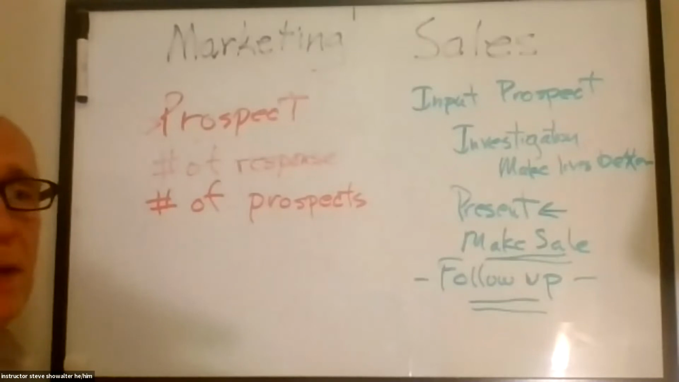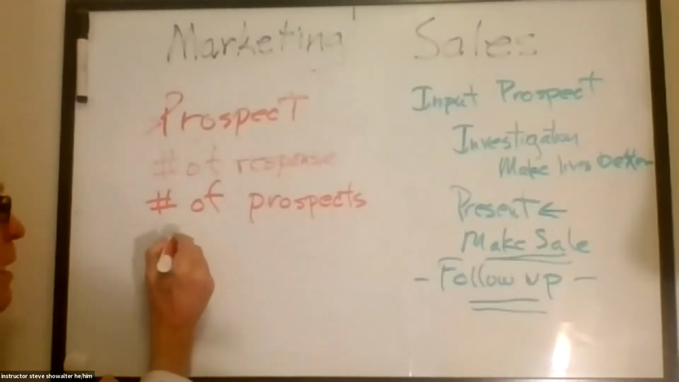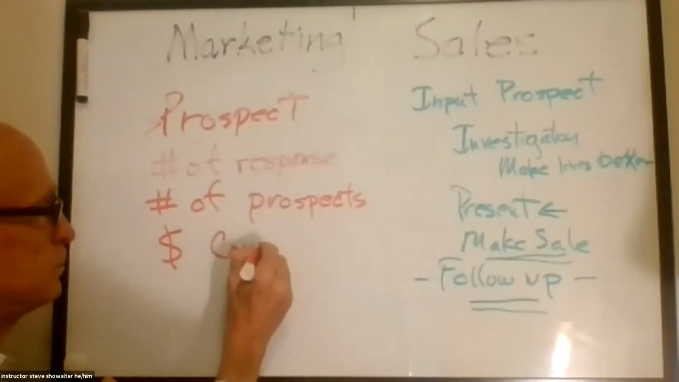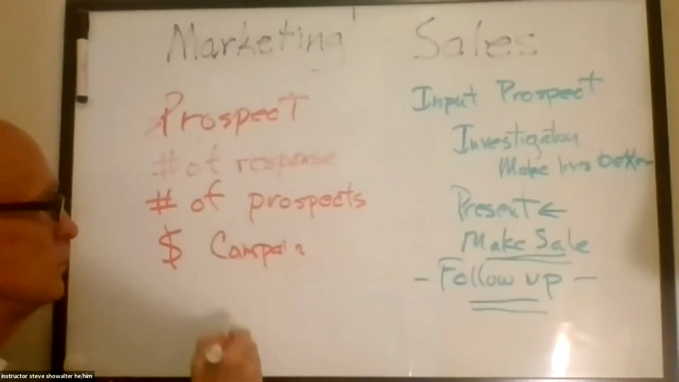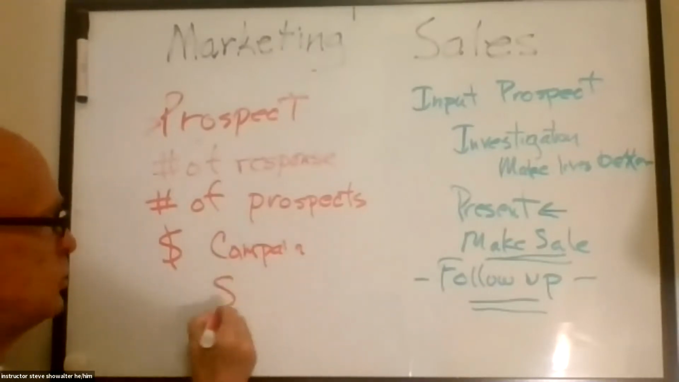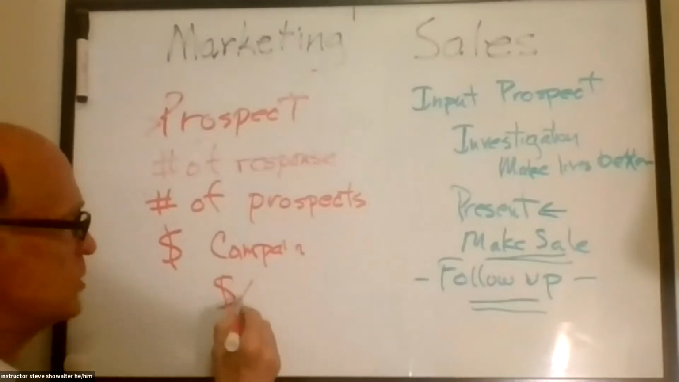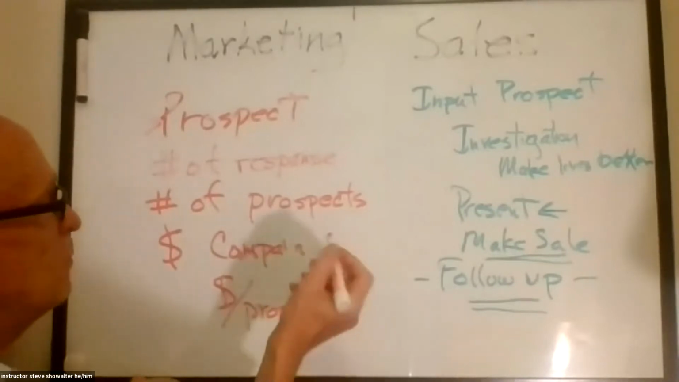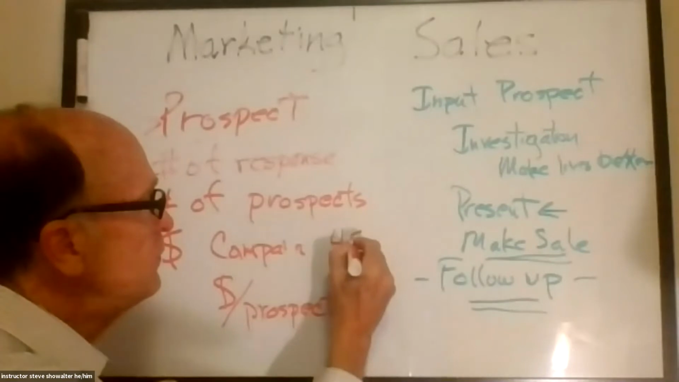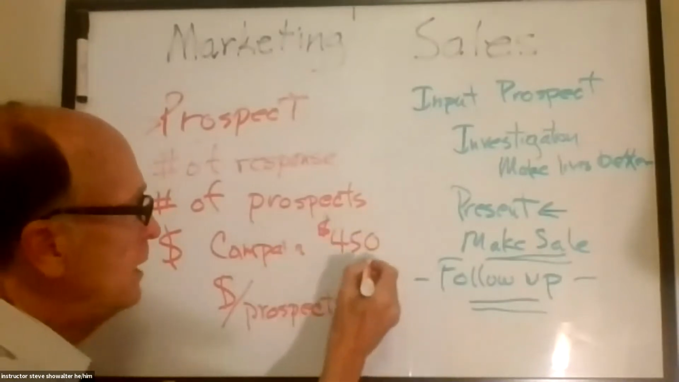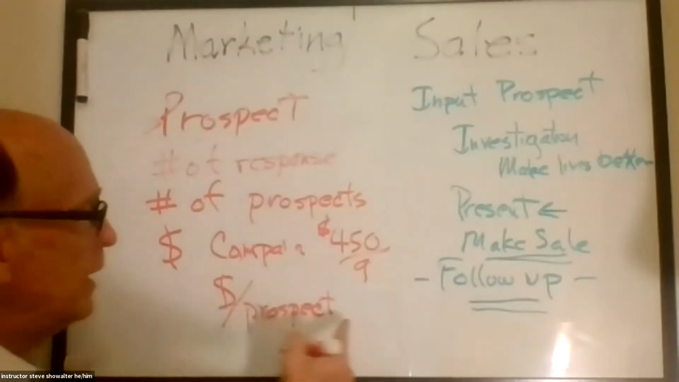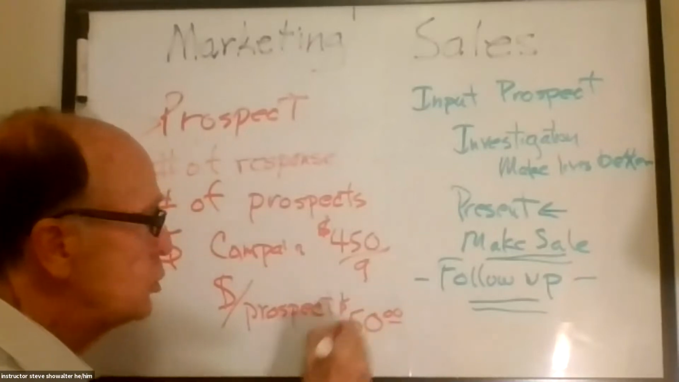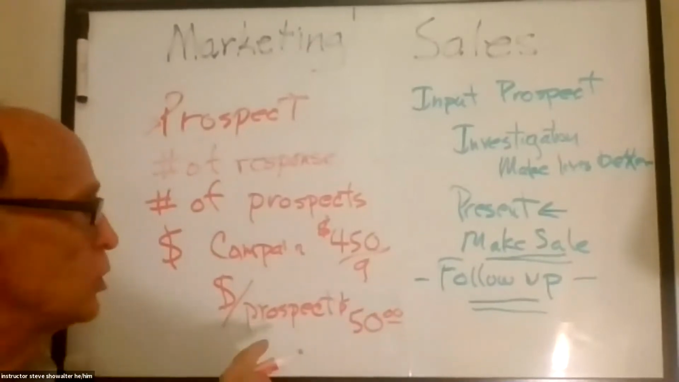And so we might have a metric that would be, if we have dollars for the marketing campaign, then we might do dollars per prospect. So I have a marketing campaign that has $450 cost to it. I end up with 9 prospects. My prospects cost me $50 each. There's a $50 cost associated with that.